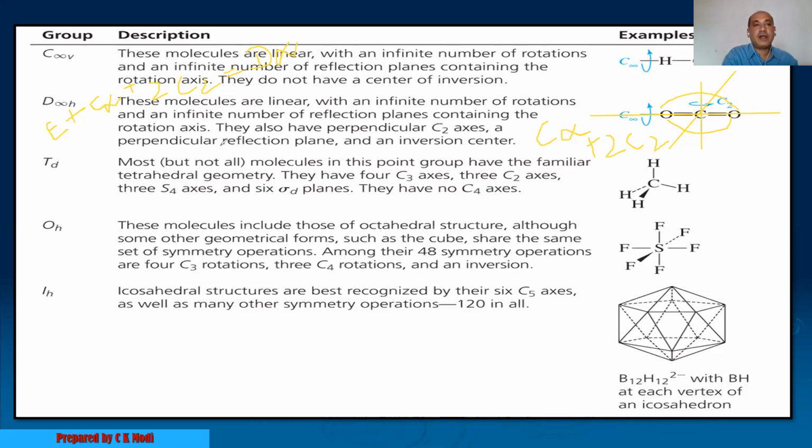another, that is vertical planes, are also present. Look at this vertical plane. If I put the vertical plane on the x-axis at any degree, this plane divides the molecule into two halves, and both halves are mirror images of each other. Therefore, an infinite number of sigma v planes are also present.